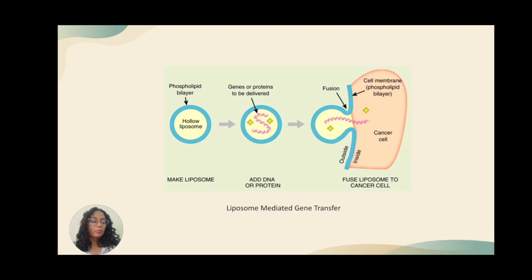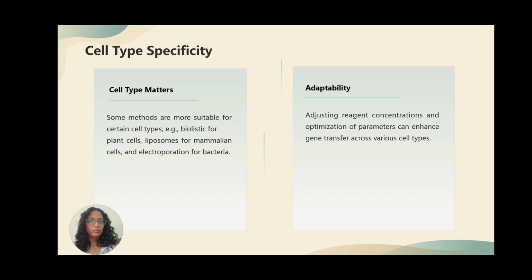Now this lipoplex bears a positive charge and the host cells have a negative charge on their surface. So the lipoplex ultimately fuses with the host cell, as a result of which, as the diagram shows, the incorporation of the gene of interest into the target has taken place. Now there are certain other conditions which must also be considered to facilitate efficient gene transfer.